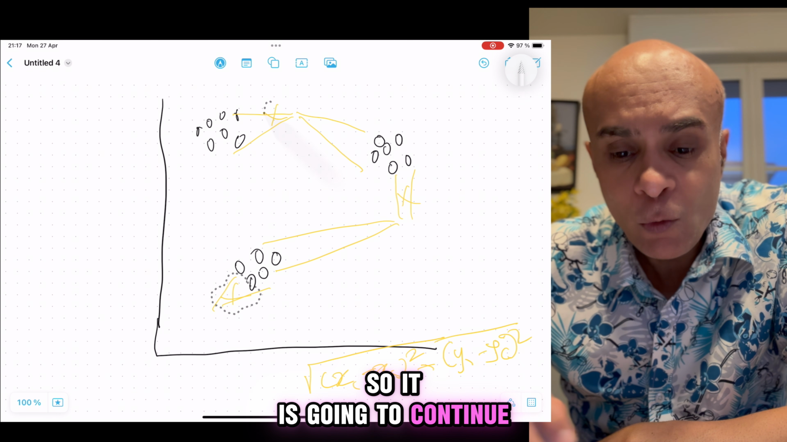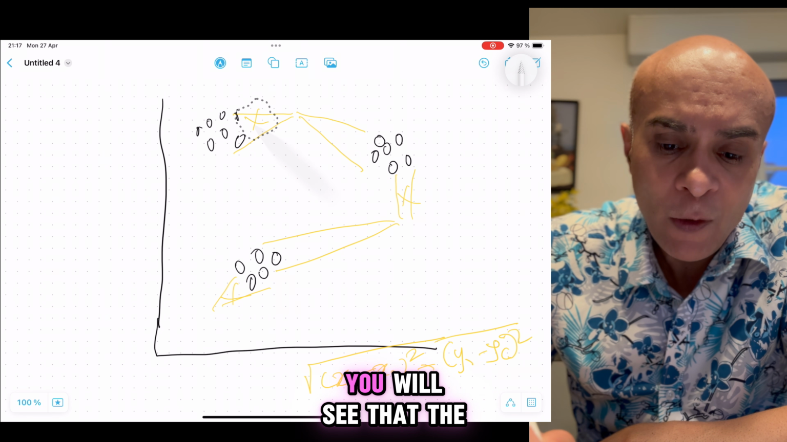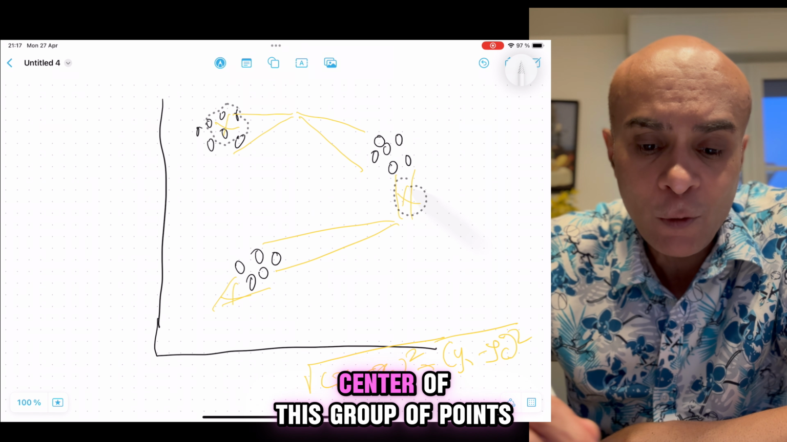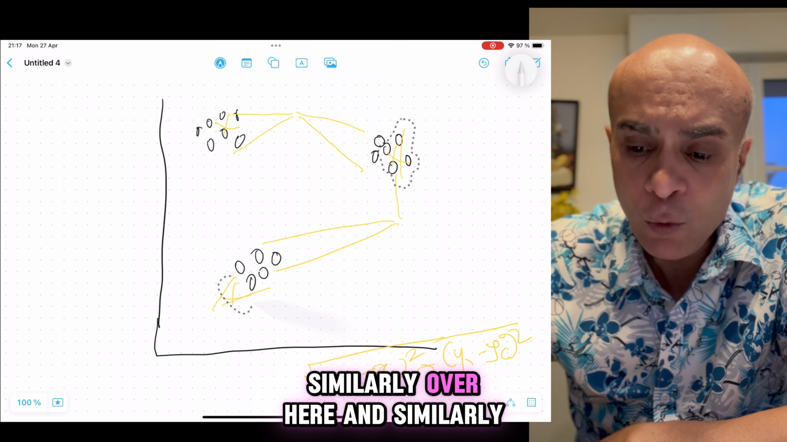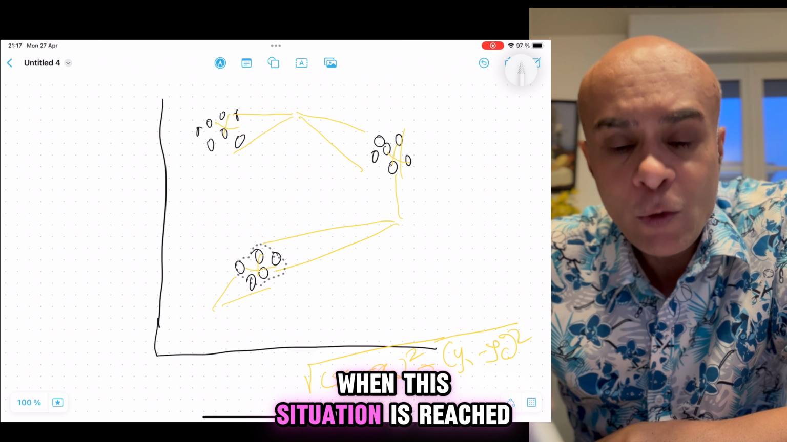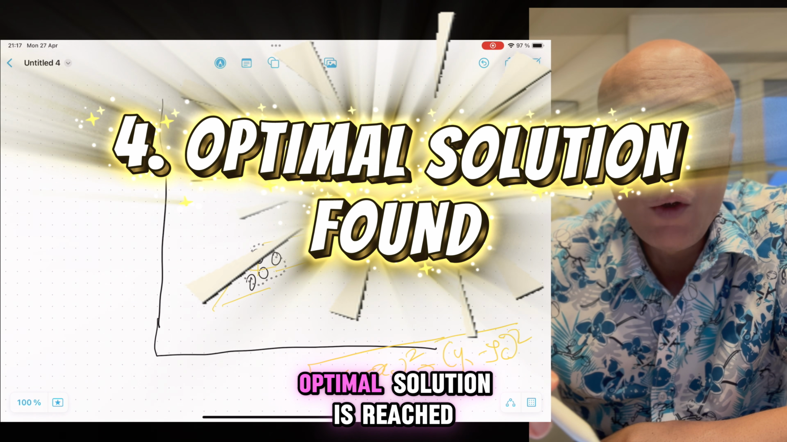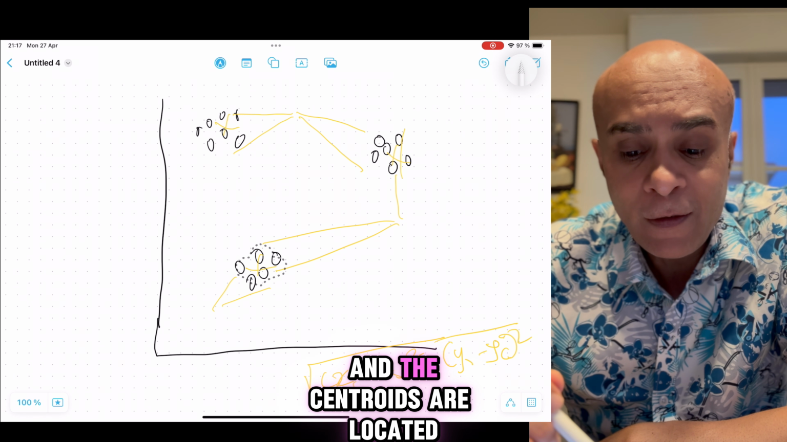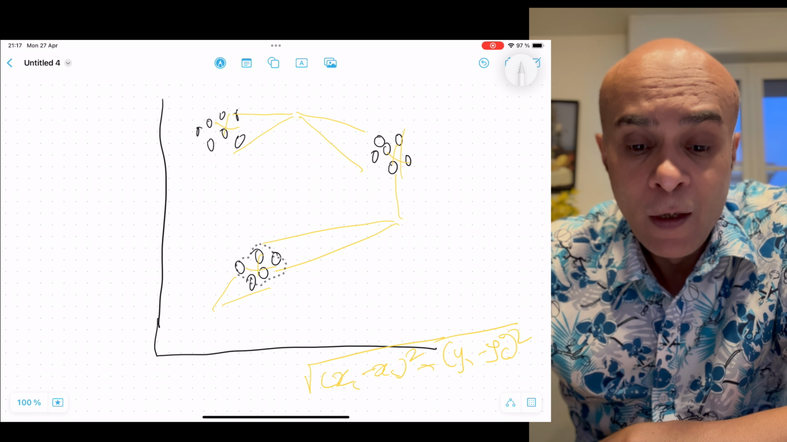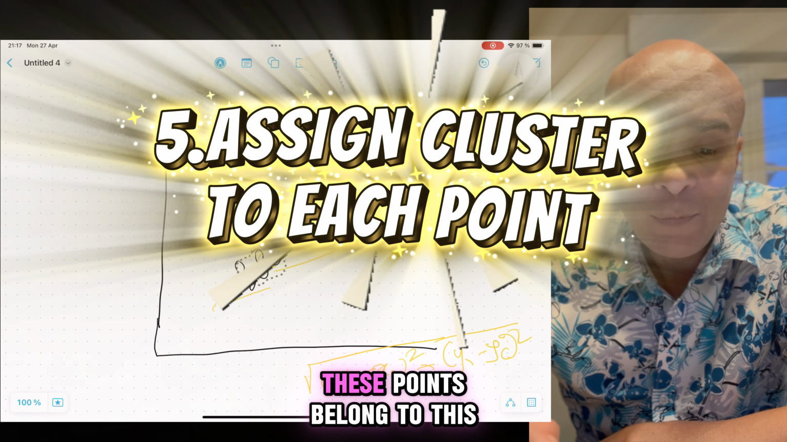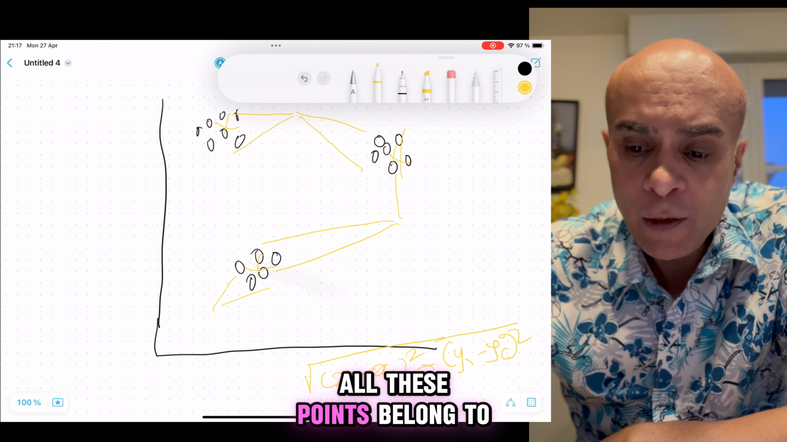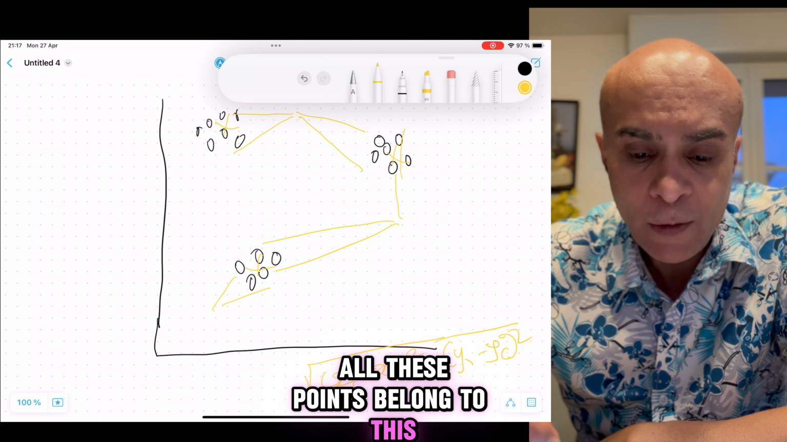So it is going to continue this loop, and then at one point of time, you will see that this centroid is more or less situated at the center of this group of points, similarly over here, and similarly over here. When this situation is reached, we can say that the optimal solution is reached and the centroids are located more or less at the center of these clusters. Once this is done, we can say that all these points belong to this particular cluster, all these points belong to this cluster, and all these points belong to this particular cluster.